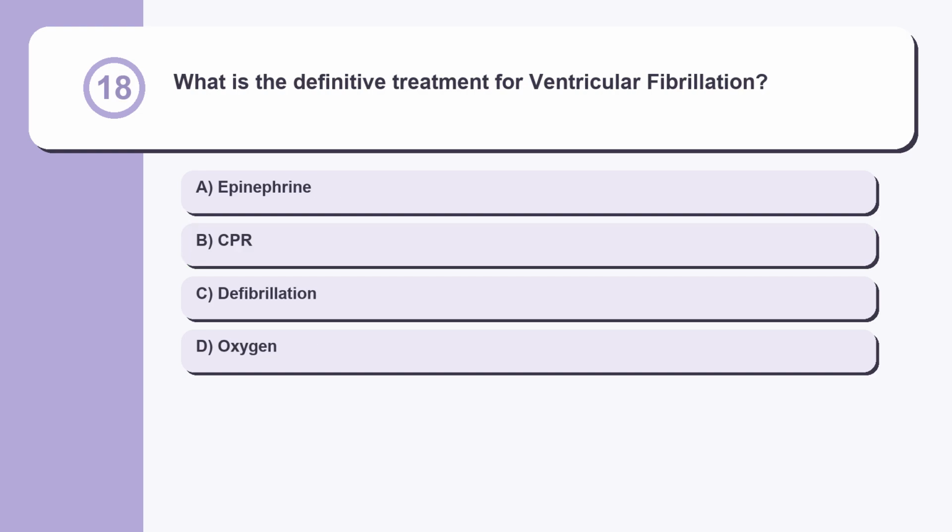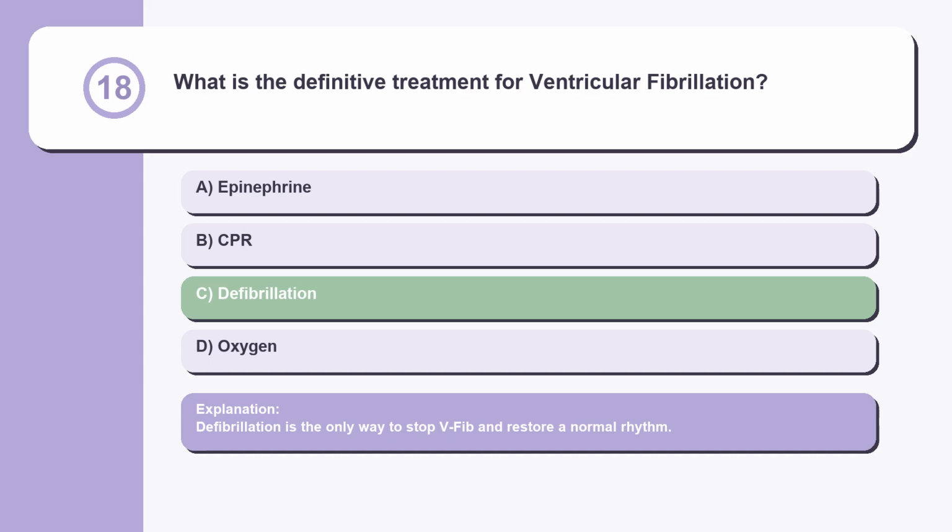Question 18. What is the definitive treatment for ventricular fibrillation? Epinephrine, CPR, defibrillation, oxygen. Defibrillation is the only way to stop VFib and restore a normal rhythm.